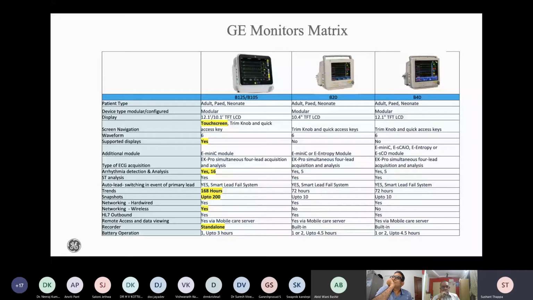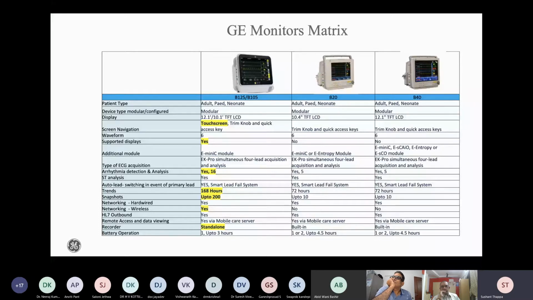All these parameters combined can give you trends. These trends can last anywhere from 72 to about 170, 180 hours. All of these also have what is known as snapshots, which are essentially event snapshots. Something happens and then the monitor either takes a snapshot, or you can take a snapshot, and it keeps it stored in the memory for some time, or it sends the data to a central station where the snapshot is stored so that it becomes a part of the patient's data overall.